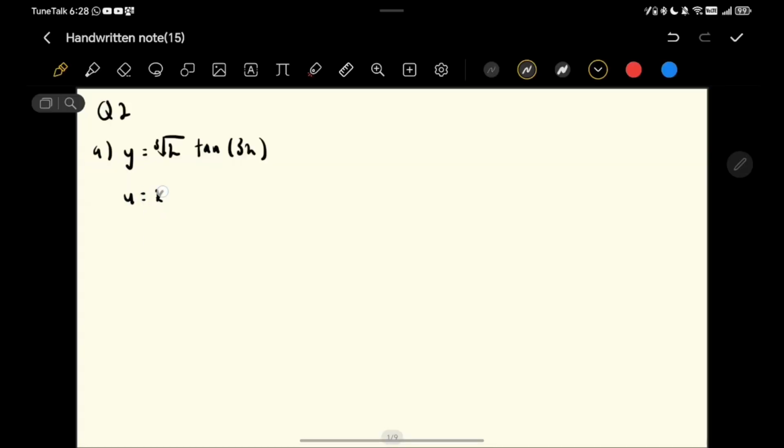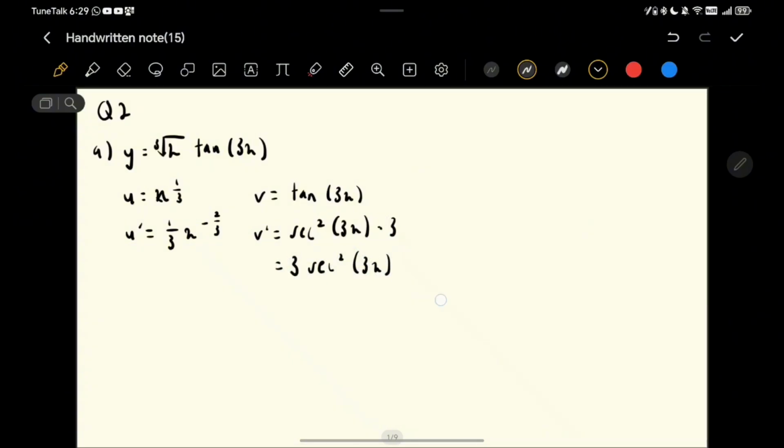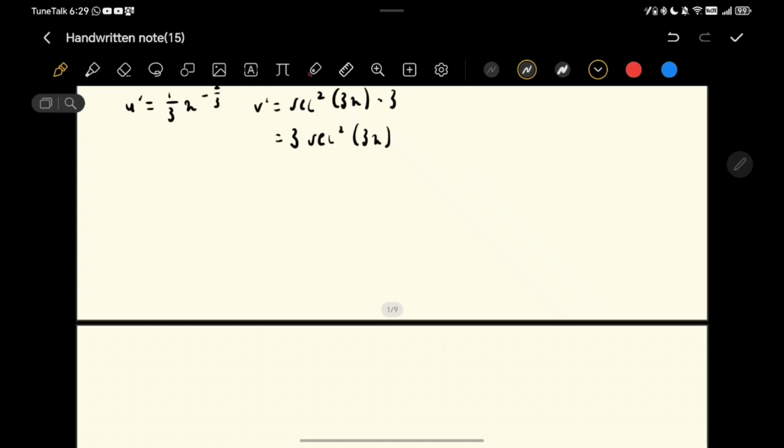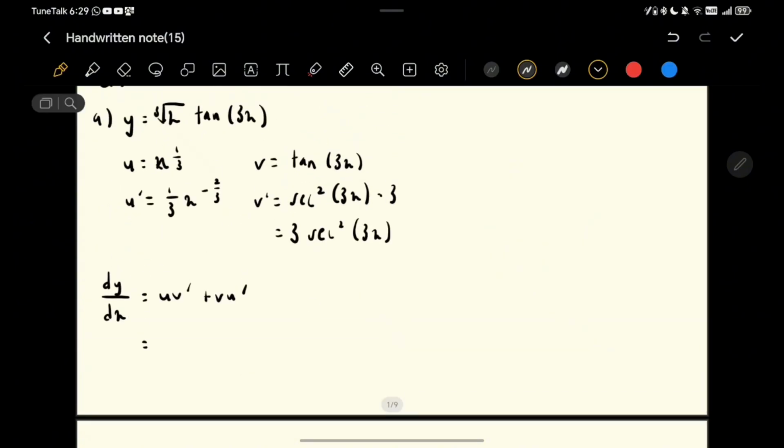Question 2a. Given that y equals cube root of x tan 3x, let u equal x to the power of 1/3, u prime equal 1/3 x to the power of negative 2/3, v equal tan 3x, v prime equal secant squared 3x times 3, equal to 3 secant squared 3x. Using the product rule, that is u v prime plus v u prime, insert the value of u v prime plus v u prime.